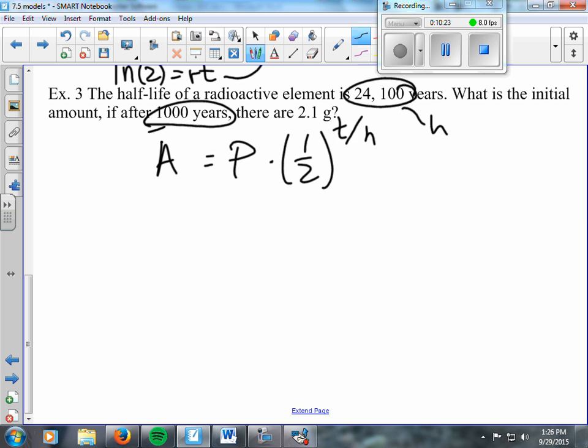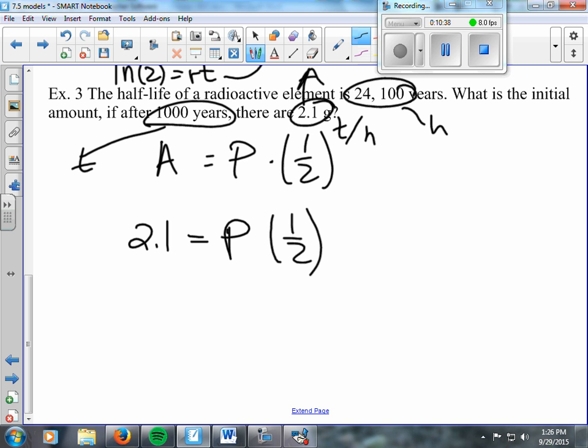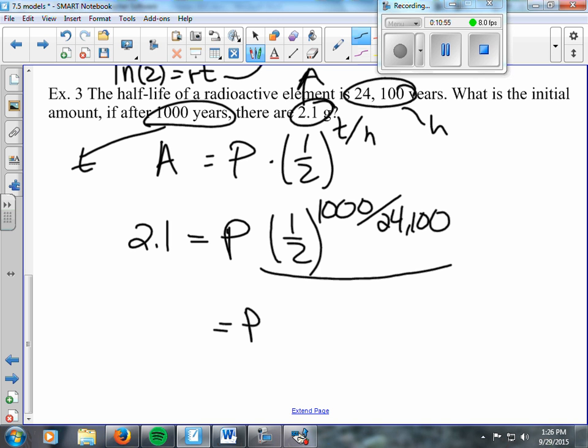1,000 years, that's the time. 2.1 grams, that's the amount at that time. So I'm going to put 2.1 in for A. I don't know P. That's actually the question, right? The initial amount is the question. So times 1/2, my amount of time that has elapsed is 1,000, and my half-lifetime is 24,100. And then I need to find P. So this part over here is just a number you can type into your calculator, and then P is going to be 2.1 divided by that. So let's see what you get for that P.